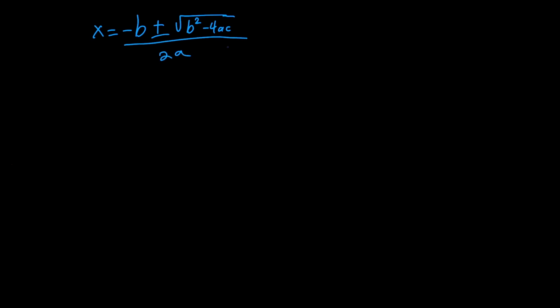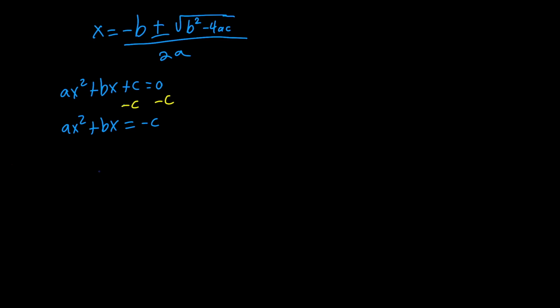We're going to take the standard form of a quadratic and use the completing the square process to derive this formula. The standard form of a quadratic is ax squared plus bx plus c is equal to 0. The first step is to subtract c from both sides, and that will give us ax squared plus bx is equal to negative c.